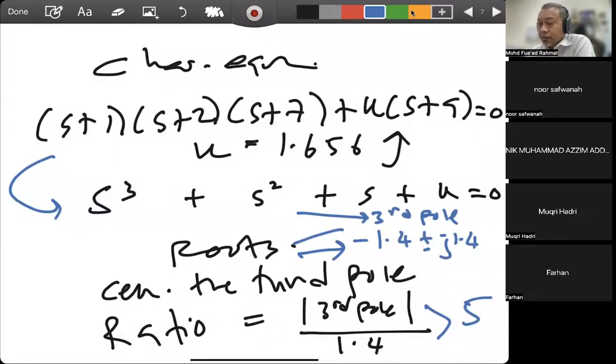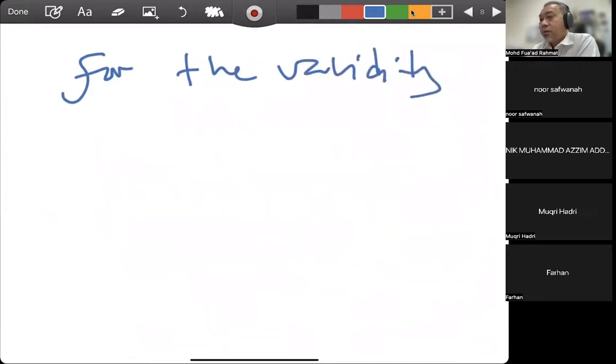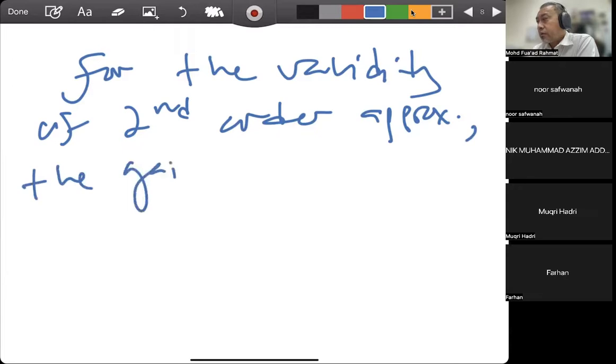Sorry, doctor. But in the question, the hint given says we are not necessarily required to calculate the poles. So is there another way to solve this question? Okay, so you can just write for the validity of second order approximations, the gain K should be increased.